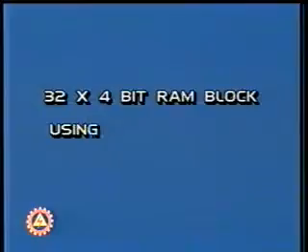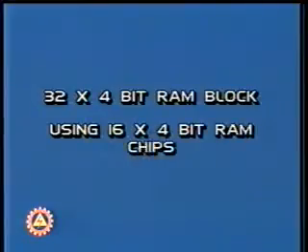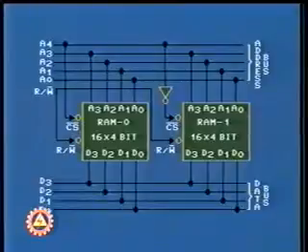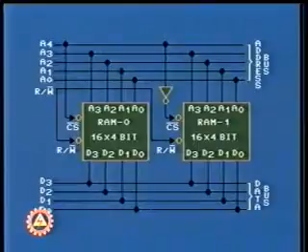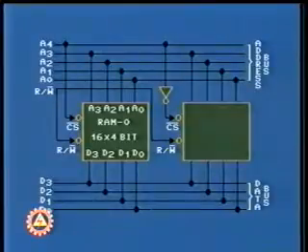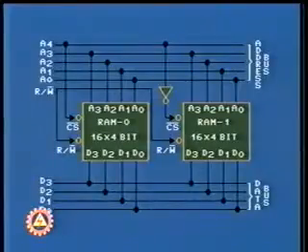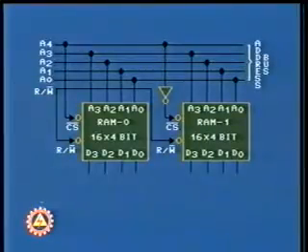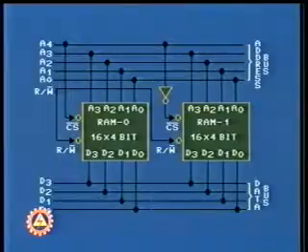To realize a 32 by 4 bit memory block using 16 by 4 bit memory chips, the connection diagram is as shown. Here, each RAM is used to provide 16 words. Two together provide 32 words, but only one would be active at a time. Two RAMs share the 4-bit data lines with only one of them enabled at a time.